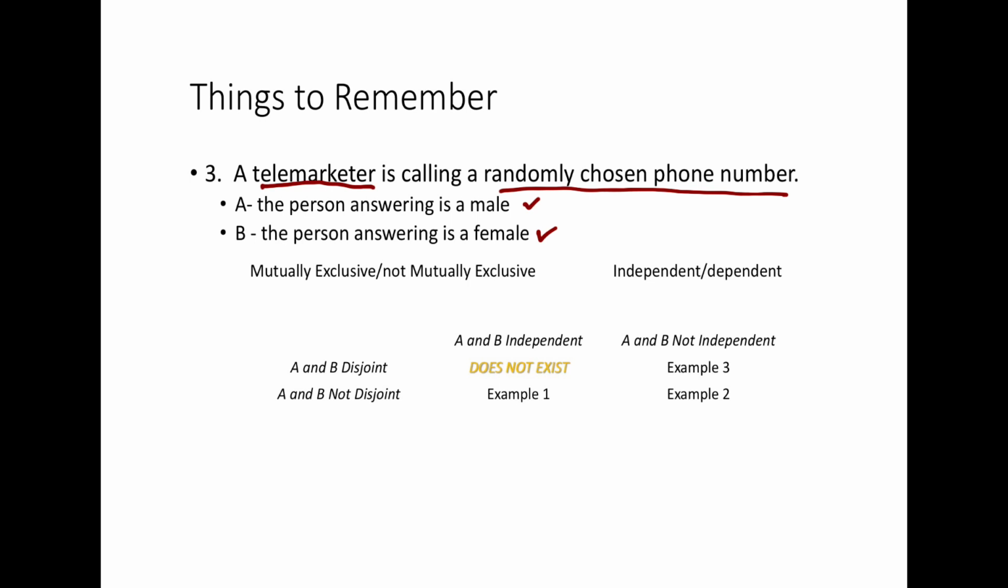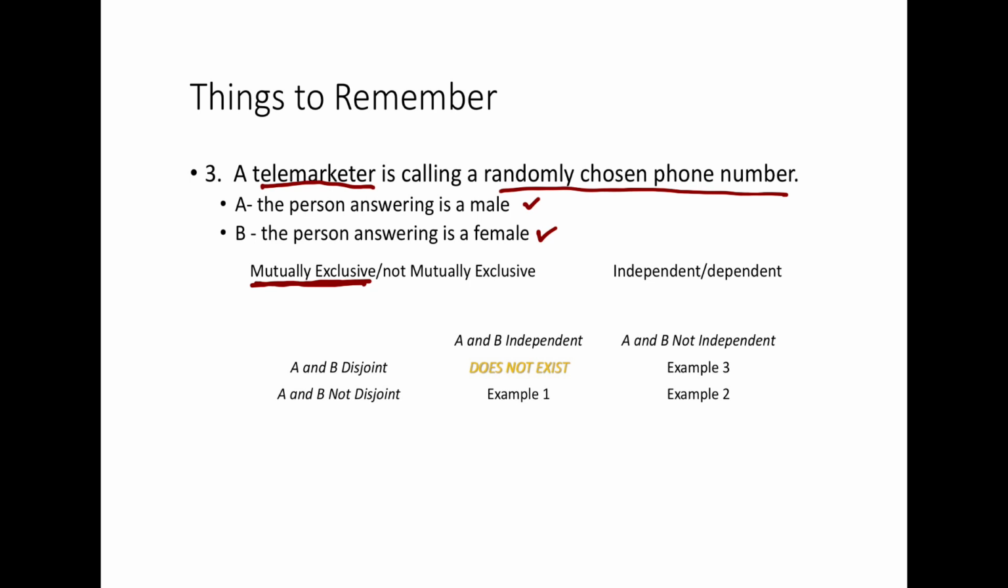Can this happen at the same time? Can I call a random phone number and have the person answering be both male and female at the same time? And we can even say here that they identify as either male or female. Well, in this case, this would be mutually exclusive, right? It's going to be one or the other. We can't have both at the same time. Let's just forget the scenario where we call our parents and they both answer on speakerphone, right? This is just a randomly chosen person. Usually one person picks up, right? So these would be mutually exclusive.